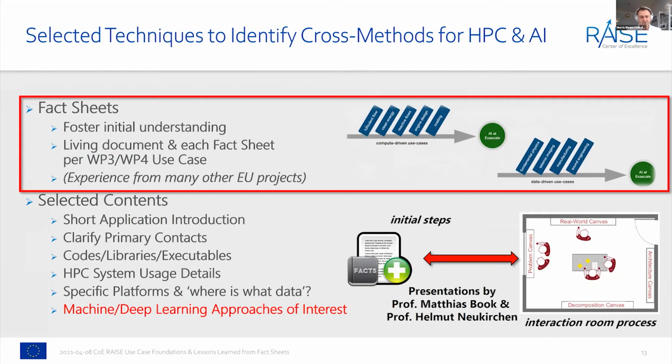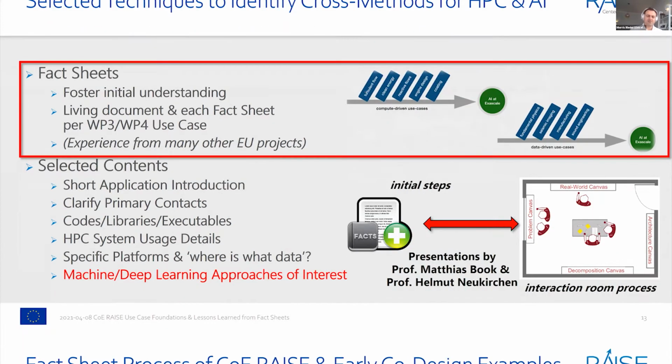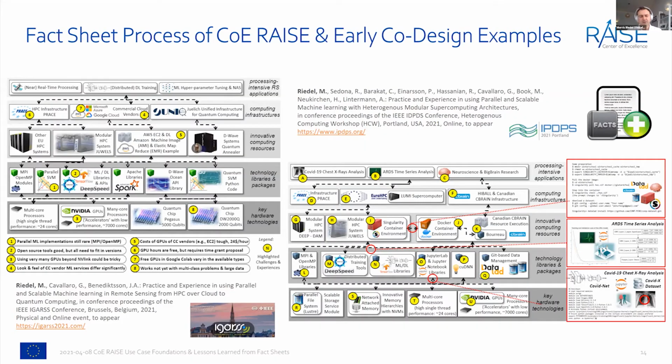So we started with this in the project with so-called fact sheets, which I will shortly show you, and why that is so important as a first step towards the interaction room. It's based on experience from many other EU projects. It's a short introduction of all the major components. It clarifies which codes, libraries, and executables are used, which HPC systems have been used, what the idea of machine learning and deep learning is, and the areas of interest. So this was our first step that we have now done, and we had a first round through all the applications by now. Just let me show you 2 examples here of fact sheets from the early co-design examples in the project.